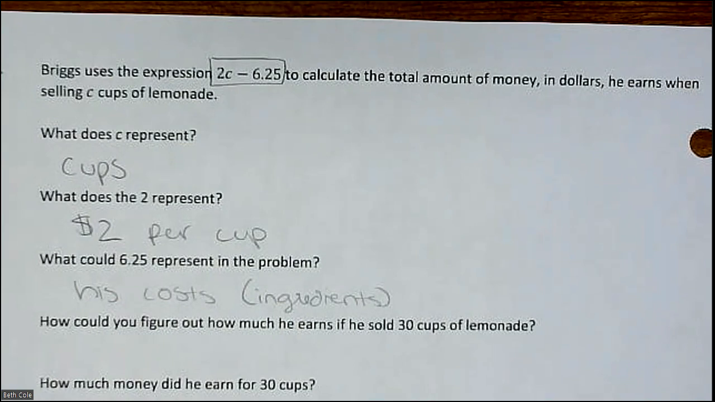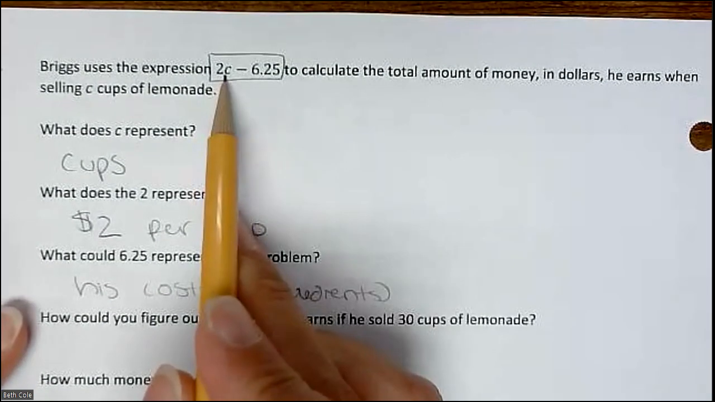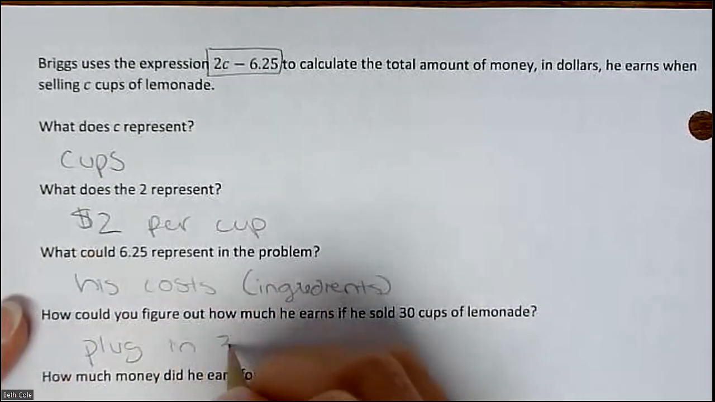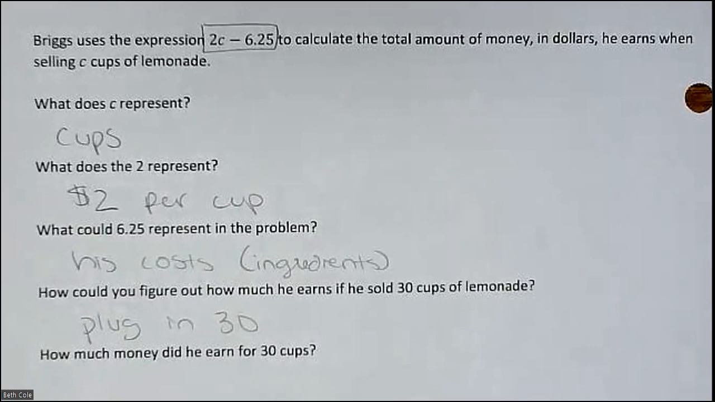Okay. How could you figure out how much he earns if he sells 30 cups? Well, what would you do with 30? Times it by 2 and then, yeah. So I'm going to write plug in 30. You would take 30 and plug it in for C. You're going to let C equal 30 and then evaluate it. So how much money does he earn for 30 cups?